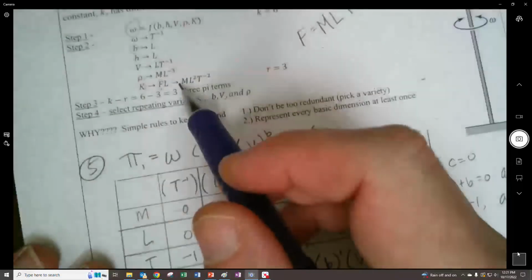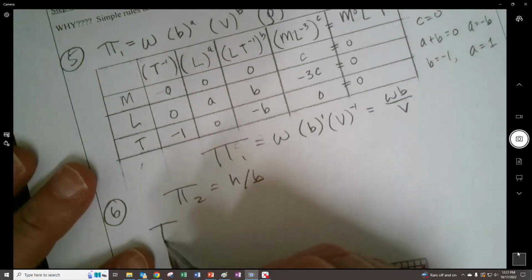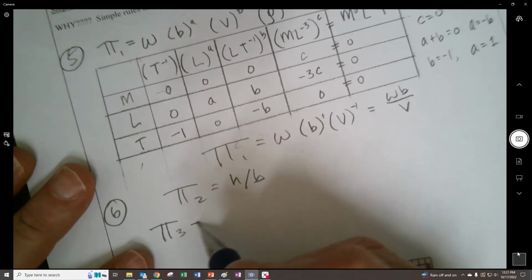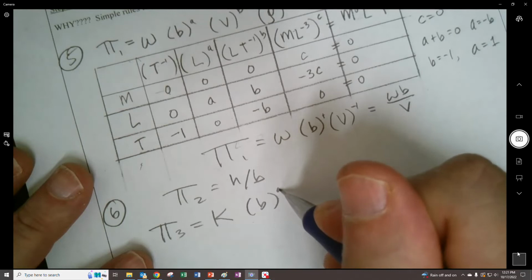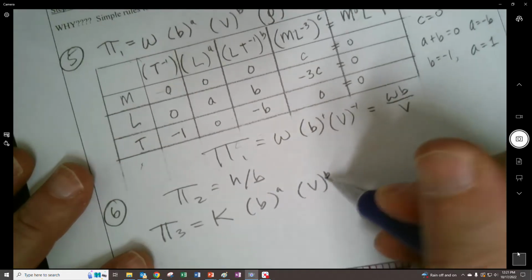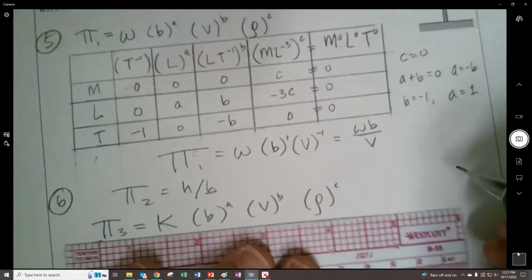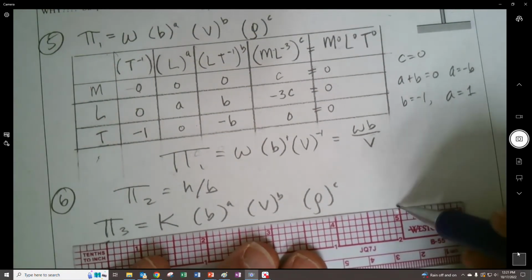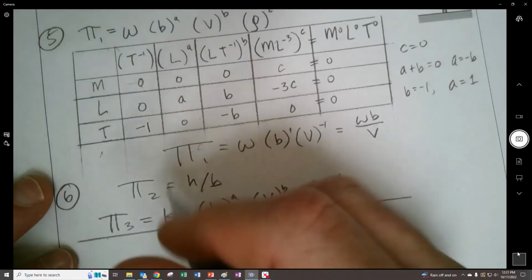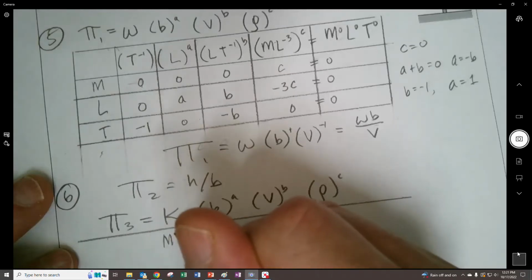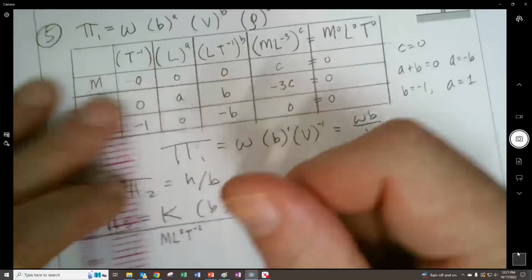But here's one that's going to be a little bit more challenging. We didn't have K, so we really need to do that. So let's call that pi 3. All right, so that pi 3 is going to be equal to K times B to the A times V to the B and rho to the C. All right, so let's write that underneath it. We're going to say K. We already were told up above we did M L2 T minus 2. All right, kind of didn't fit that in there.